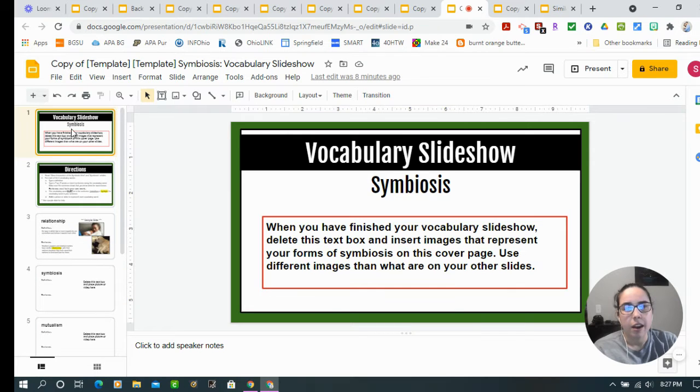All right, now on to number three. Number three, oh nope, that was number three, that was vocabulary. Number four is a whole class group activity.